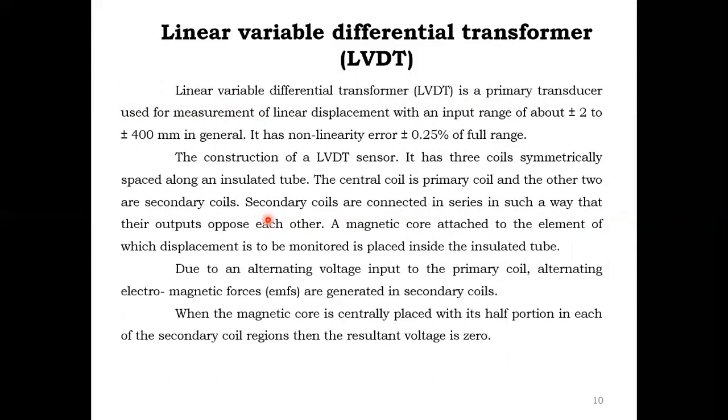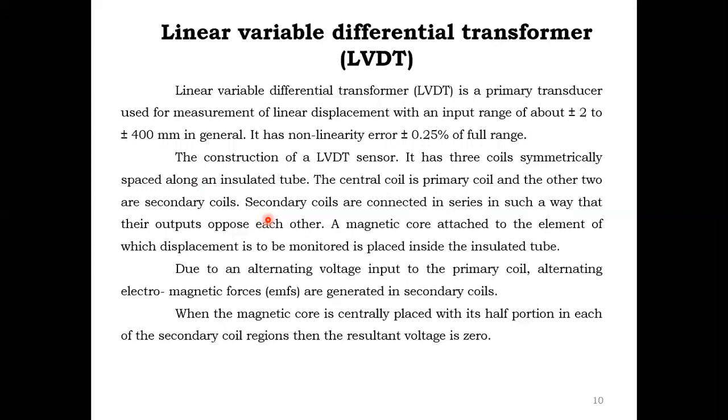This one is the linear variable differential transformer, generally called LVDT. The LVDT is a primary transducer used for measurement of linear displacement, with an input range of plus or minus 2 to plus or minus 400 millimeter in general. It has a non-linearity error of plus or minus 0.25% of full range.